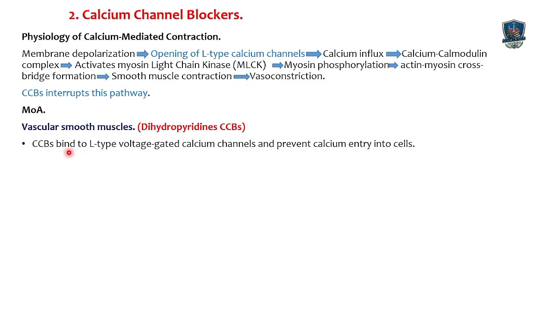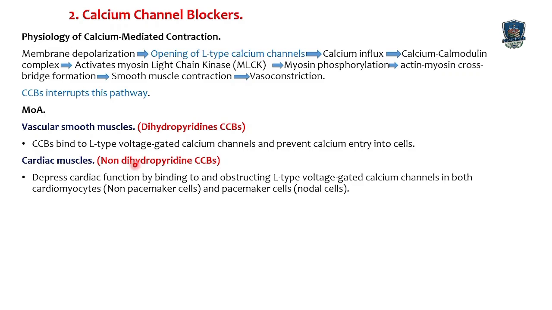The calcium channel blockers bind to the L-type voltage gated calcium channels and prevent calcium entry. So the first step here is that the CCBs bind to the L-type calcium channels and prevent calcium entry into the cells. And we know when there's no calcium entry, all this process won't occur. Those that act on the cardiac muscles are called non-dihydropyridines calcium channel blockers, the likes of verapamil and diltiazem.